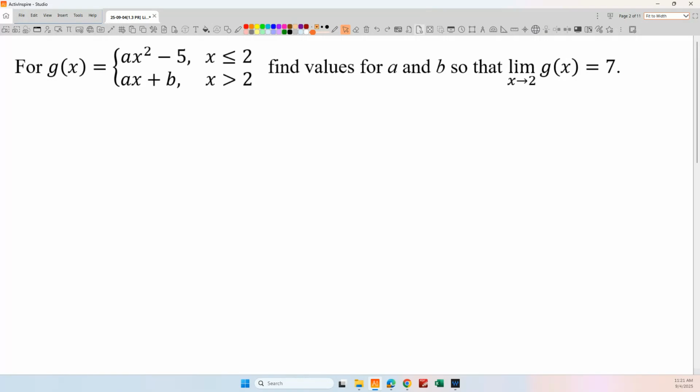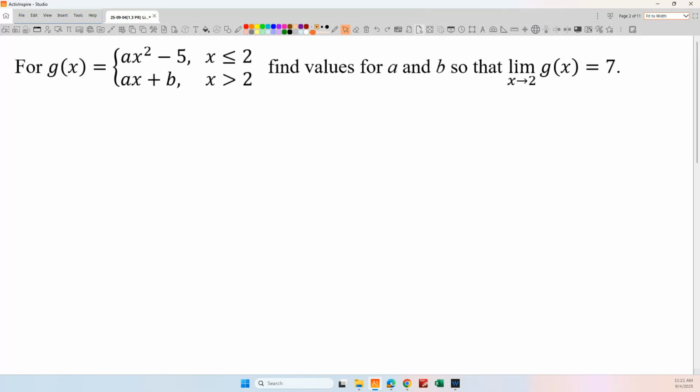What could those be? You would isolate the 2 different equations. You'd have ax squared minus 5 equals 7, and then ax plus b equals 7. Okay, you're right. Now your thinking is correct. I want you to be rigorous about this mathematically. How am I getting those?